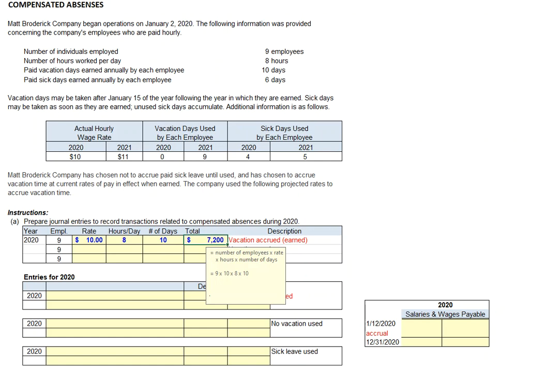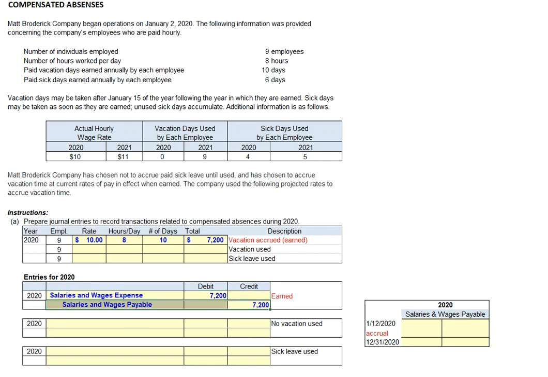So our journal entry will be a debit to salaries and wage expense and a credit to salaries and wages payable. If we look at our T account, we just started business in 2020, so the beginning balance was 0. We've increased the liability by $7,200, and our ending balance is $7,200.